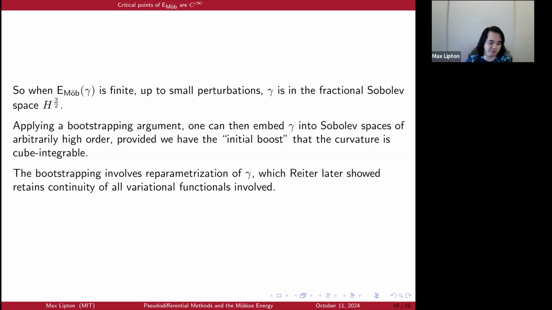I should also mention that the bootstrapping argument given in He's paper also involves reparametrization of the curve gamma at each step. And so you need to verify, and it's non-trivial to show, but it was ultimately resolved, that all the functionals involved retain their continuity at each step of the bootstrapping process, even when you apply a reparameterization of your curve.